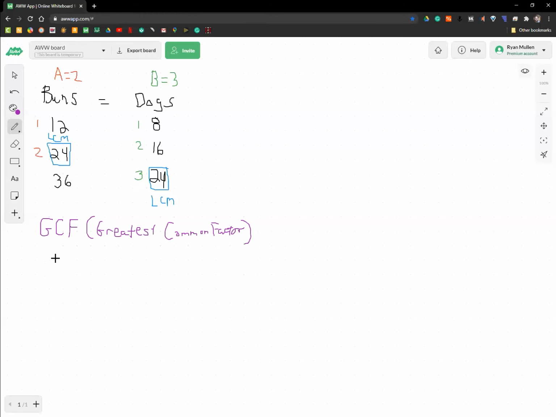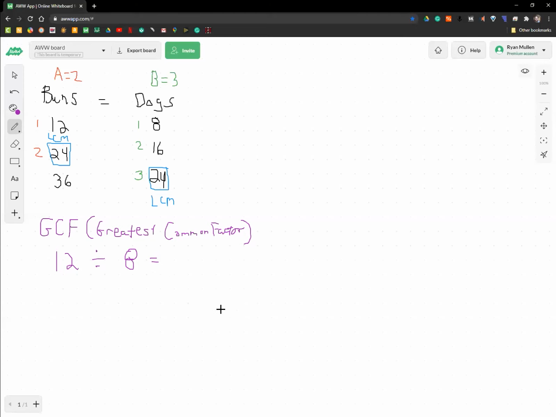If we find the greatest common factor of 12 and 8, maybe there's a relationship between A and B and LCM. There's an algorithm that we can use to find GCF. So I have my 2 numbers, 12 and 8. The algorithm uses division properties to find the greatest common factor. So we're going to divide these 2 numbers.